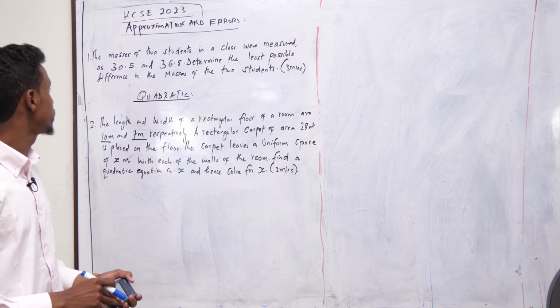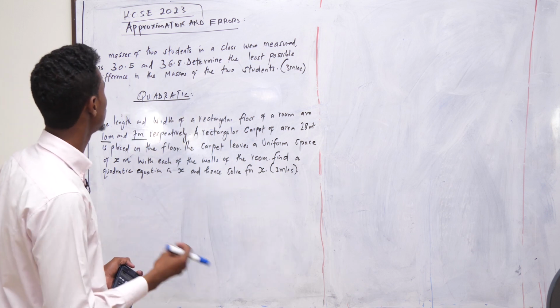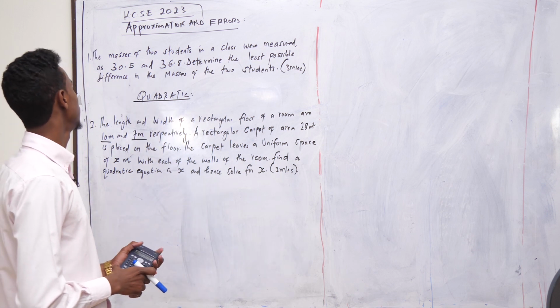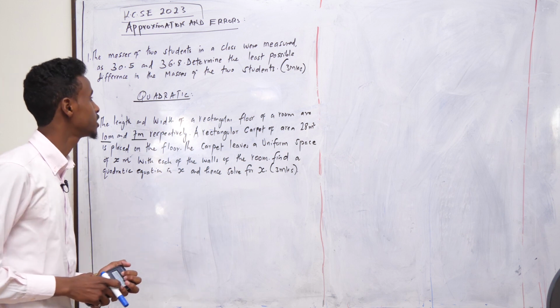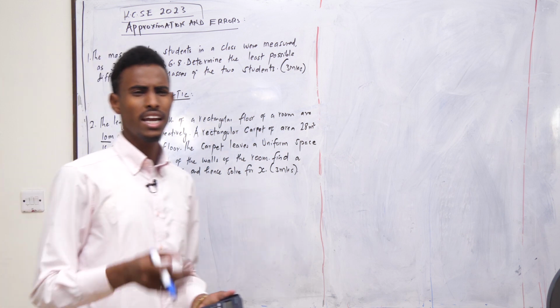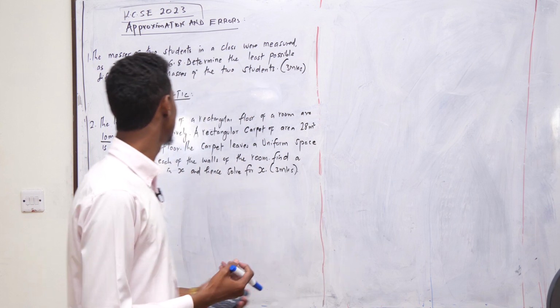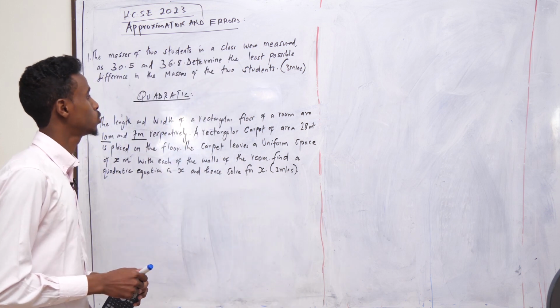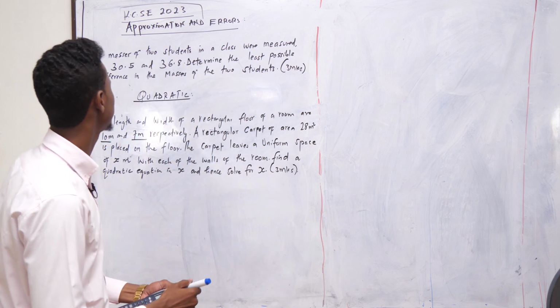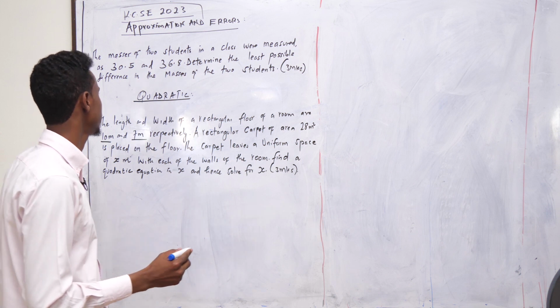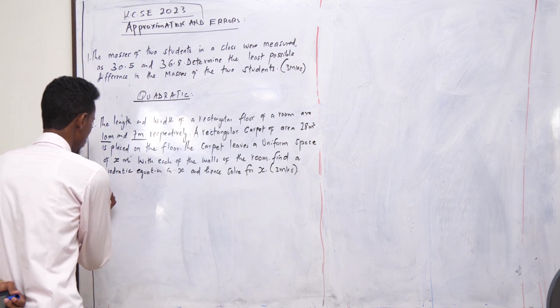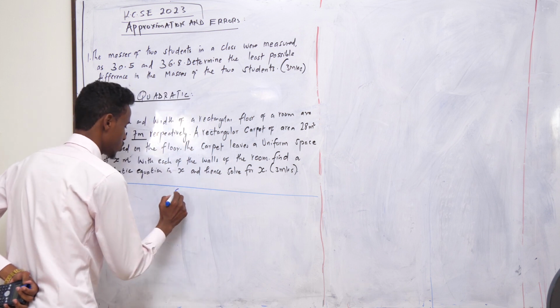The first question reads: the masses of two students in a class were measured as 30.5 and 36.8. Determine the least possible difference in the masses of the two students. Now how can we get the least difference in the masses? Let's look at the solution.